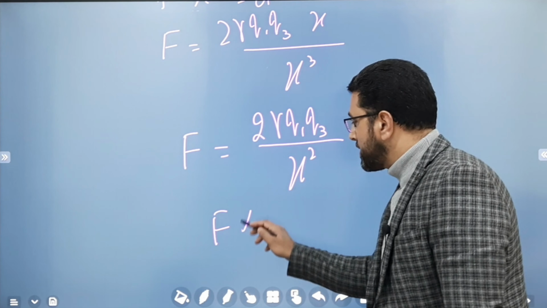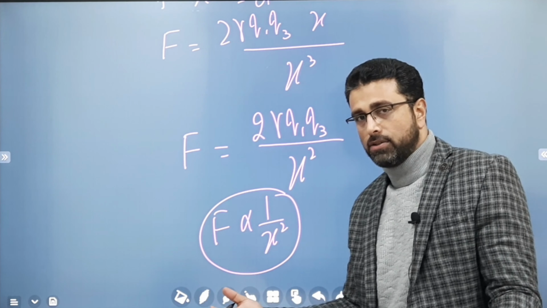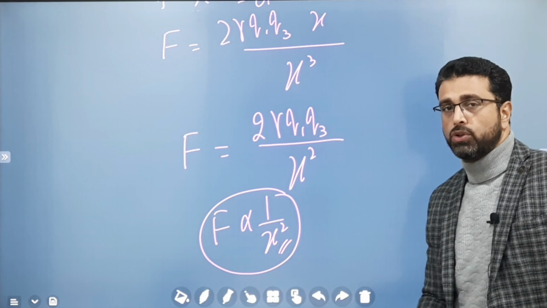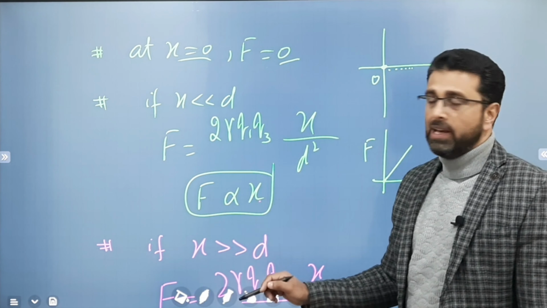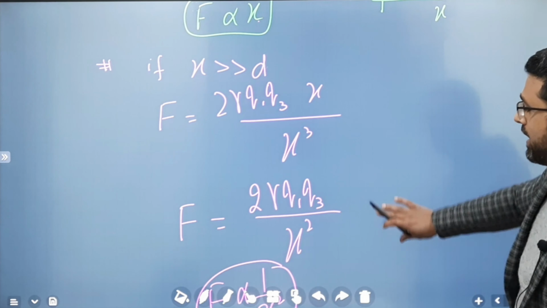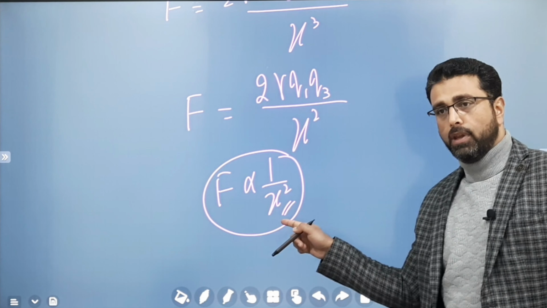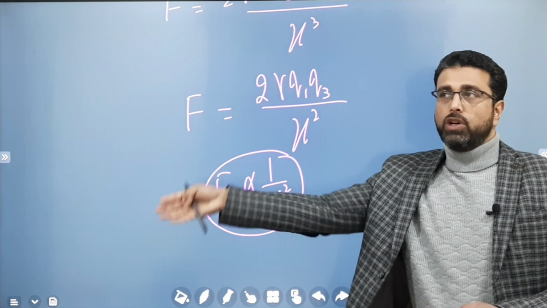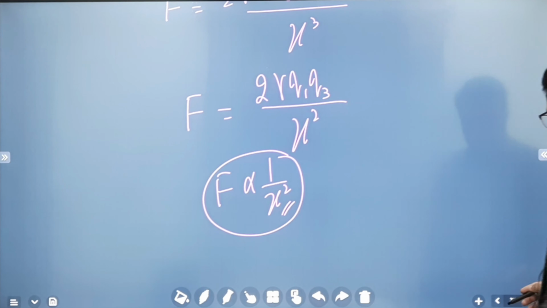Meaning force is inversely proportional to x square, same as that for a point charge. So initially at 0, force is 0. Then force increases linearly. Then later on when x is very large, force decreases as inverse square law. First it increases, then later on it decreases, so it must be maximum somewhere in between.